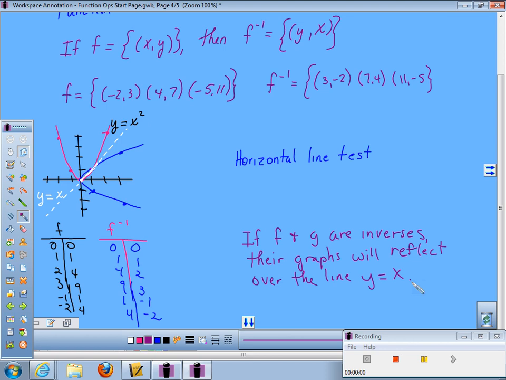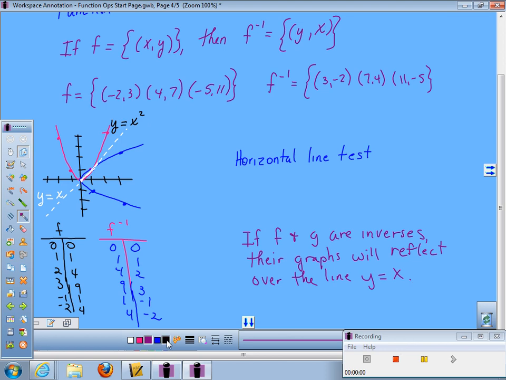Does it pass the vertical line test? And you'll notice that no, this parabola would not pass the vertical line test. The blue parabola would not. Okay, how would I have known by looking at the pink original function, the original parabola? How can I tell that when I reflect it, it's not going to be a function when I do an inverse? And yes, the horizontal line test.